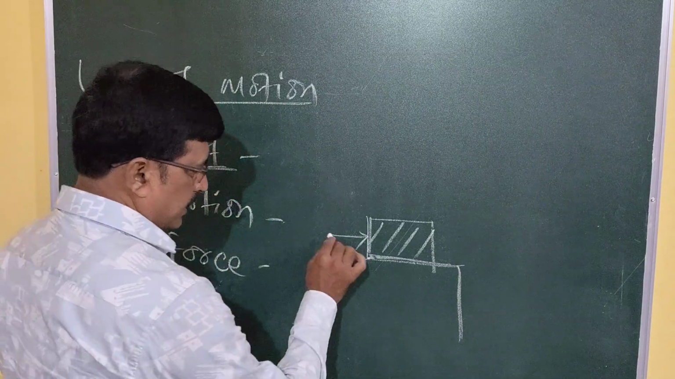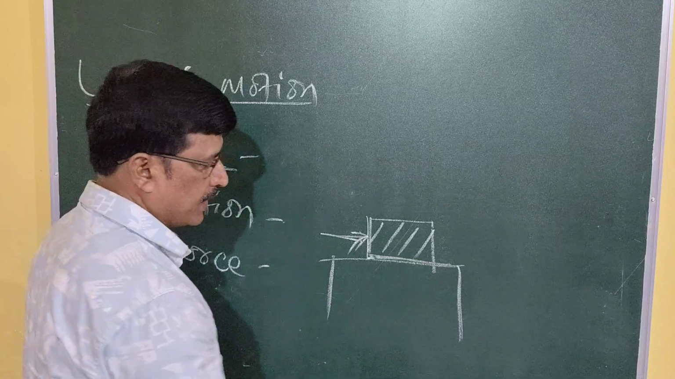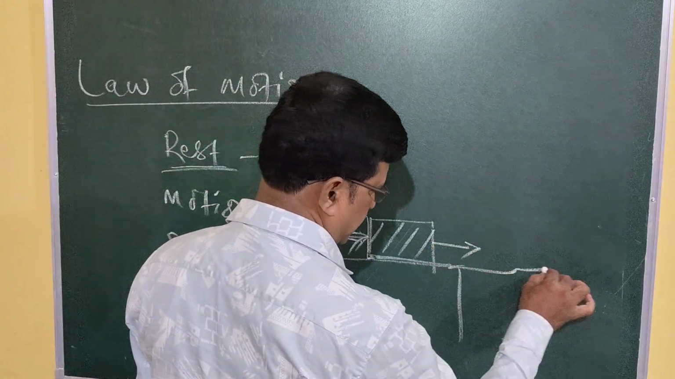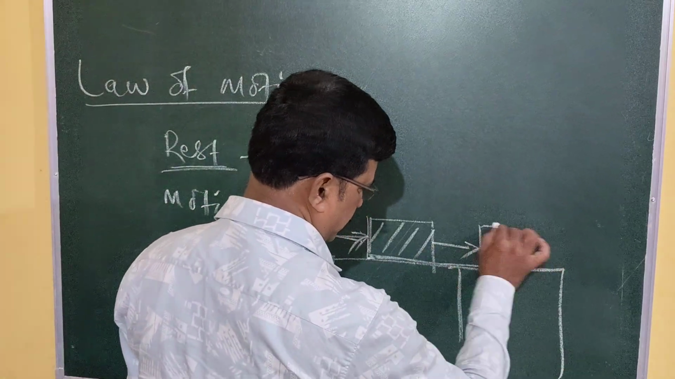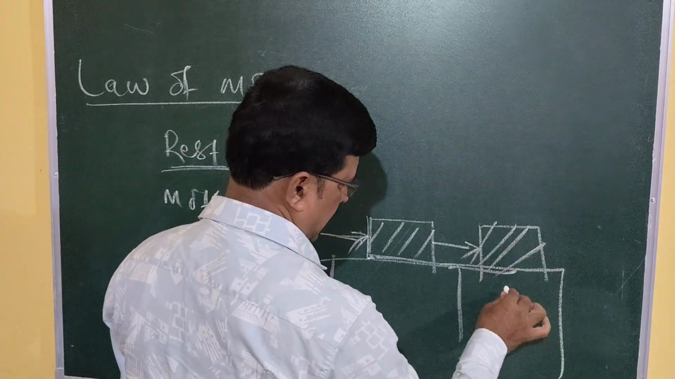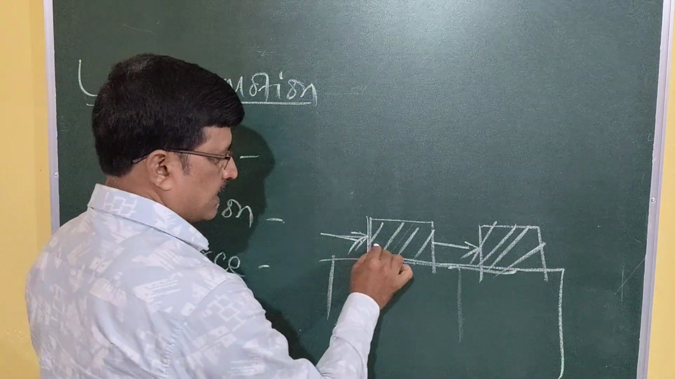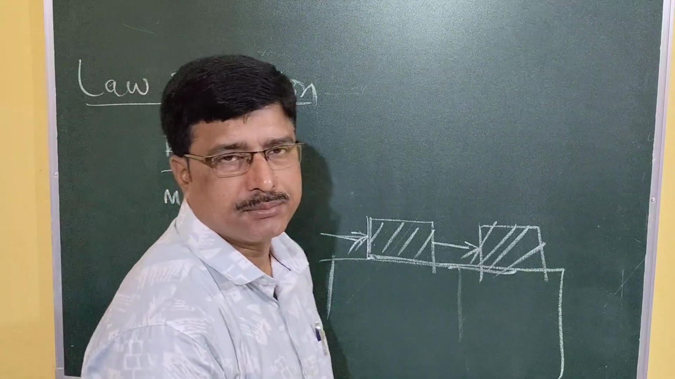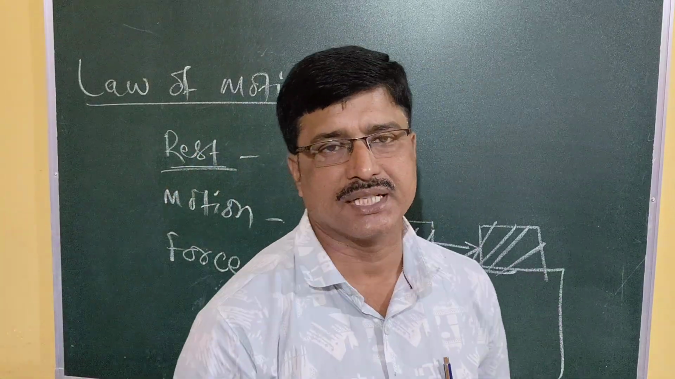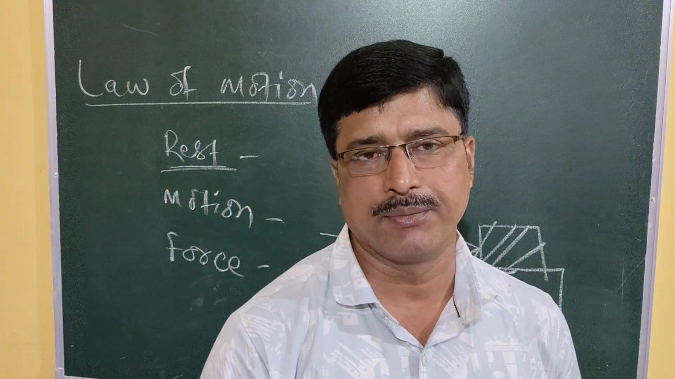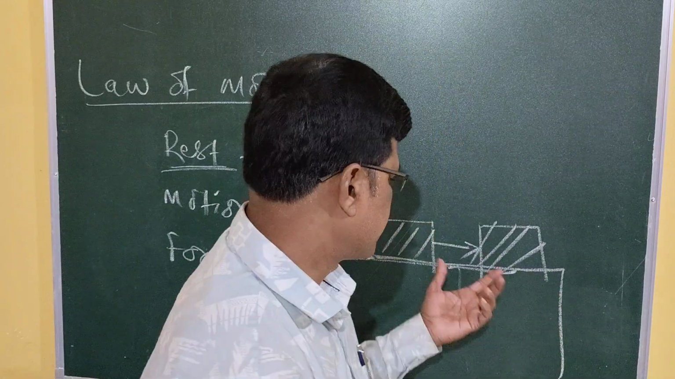What is motion? If we apply some force on the body and the body is displaced through a certain distance from here to here after some time, then we will say that this body is in motion. That means if a body changes its position with respect to time, then we can say it is in motion.